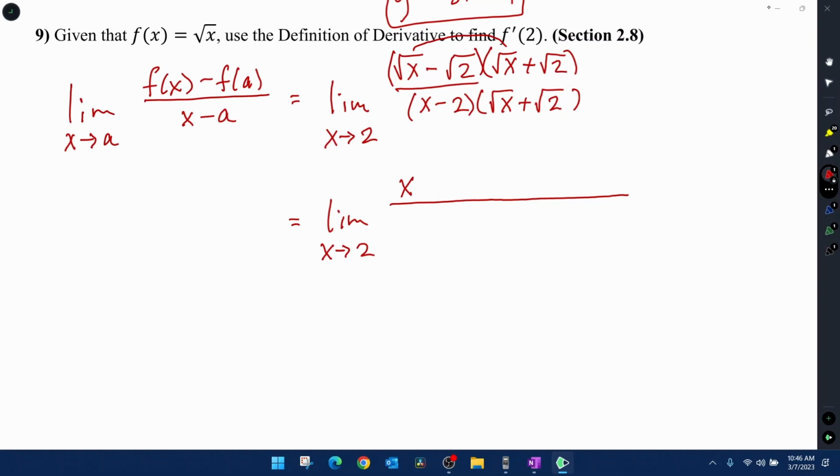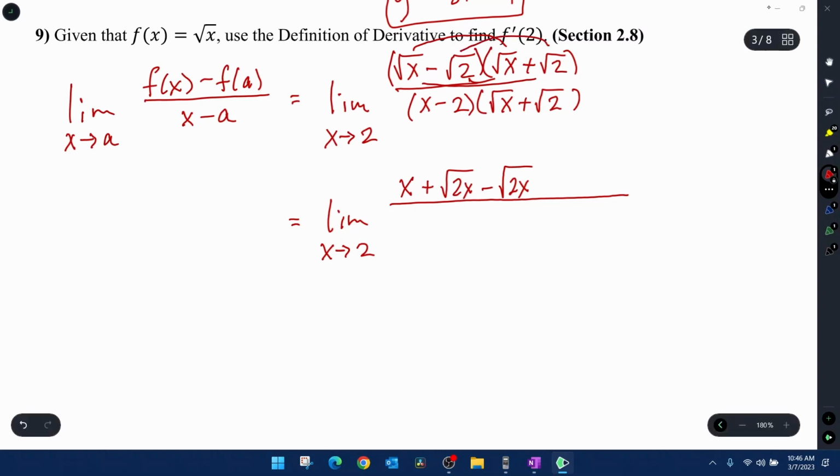And then on the outside, we're going to have positive square root of 2x. On the inside, negative square root of 2x. And what's going to happen to those two terms? Yeah, they will cancel. Last but not least, what is a negative times a positive?